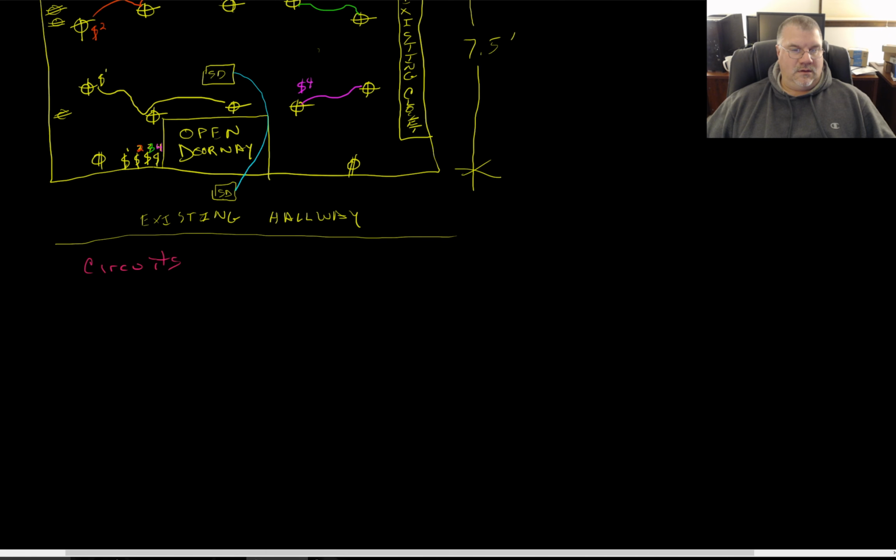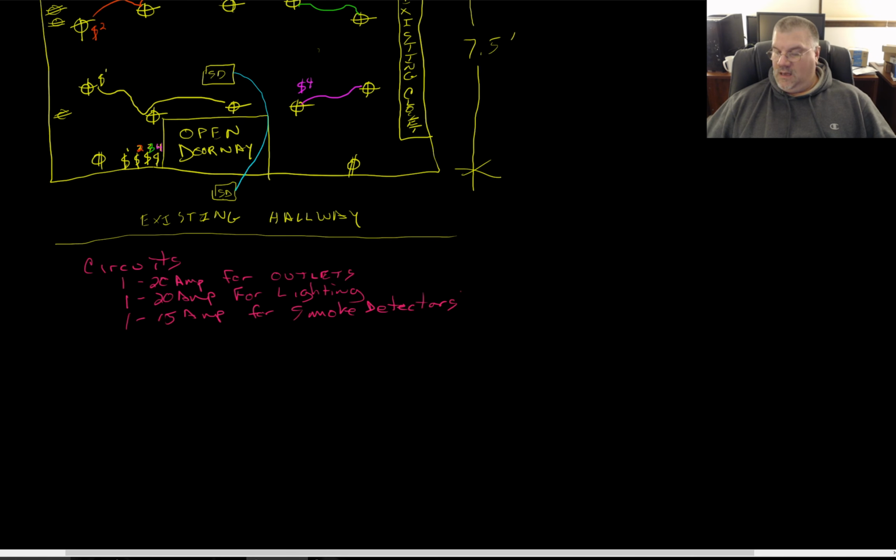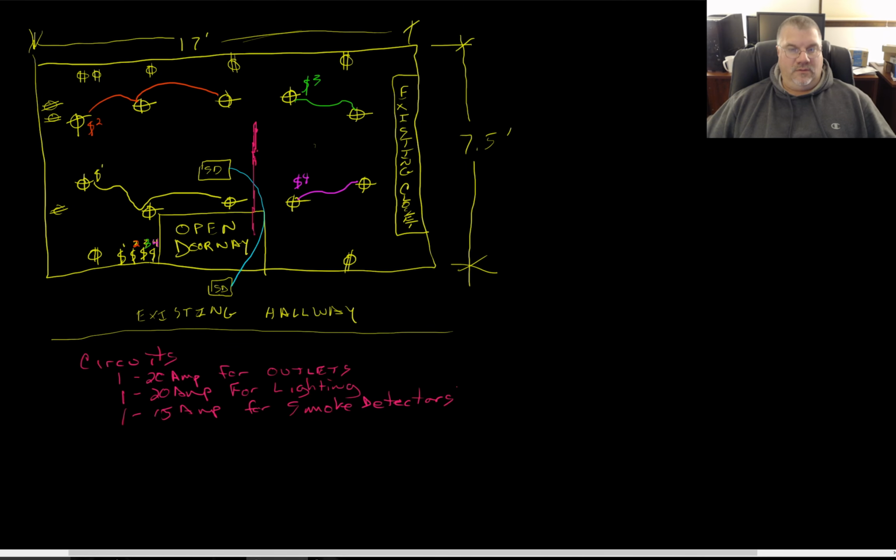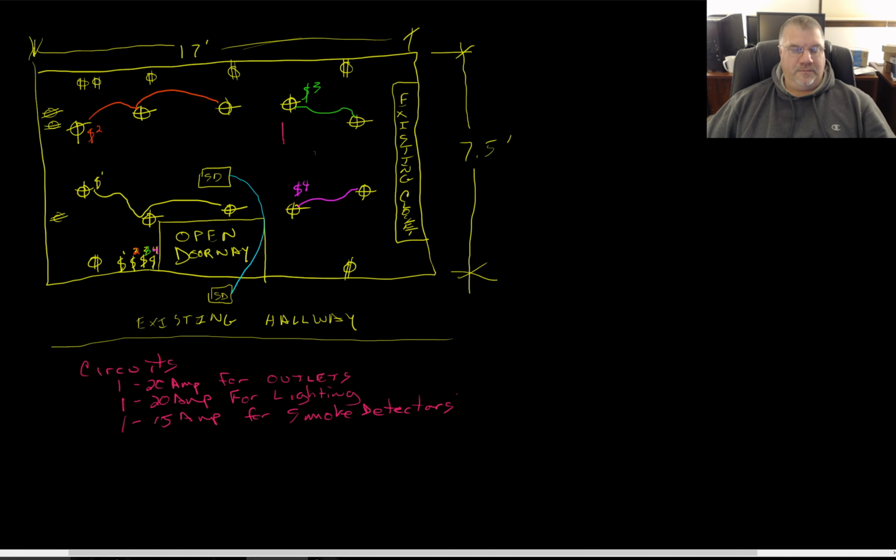So you list your circuits: one 20 amp for outlets, one 20 amp for lighting, and we have one 15 amp for smoke detectors. Now, the township can have additional rules beyond what the NEC guideline states, but the NEC guideline does not state how many receptacles you are or are not allowed to have. So you can have as many as you want. I wouldn't. So what I do is I limit it to a room.